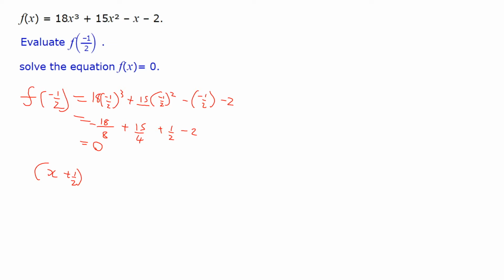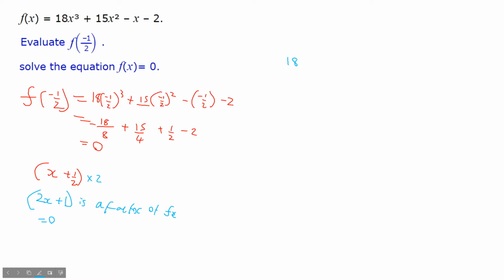We can, if we want to, divide f of x by x plus a half. Or what we can do is times this by 2. And we're left with 2x plus 1 is a factor of f of x, right? Because for this one, it's still equal to 0, and x will still have to be minus a half. So, let's divide it now.